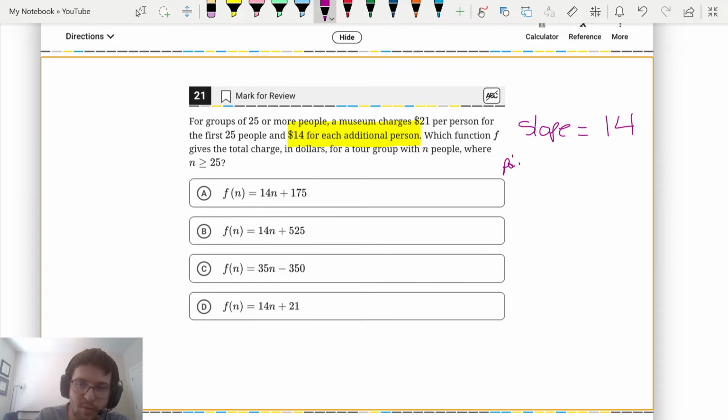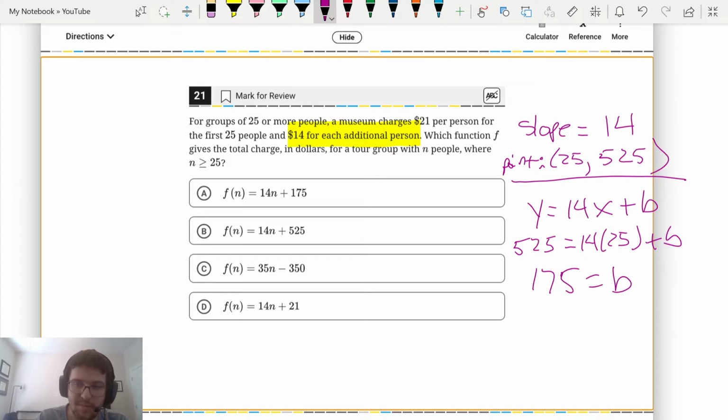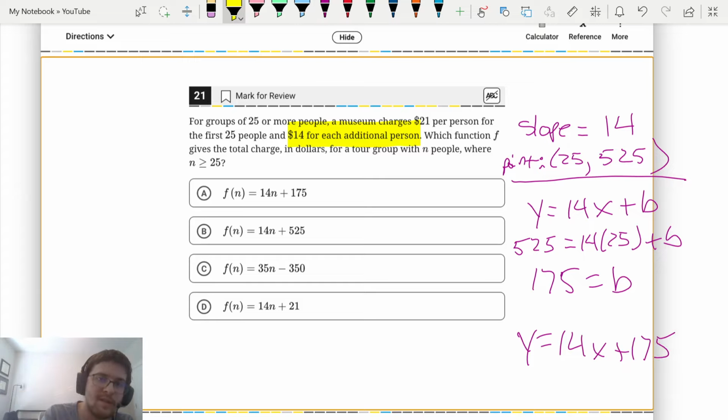So when n is equal to 25, they charge $525. So now you just have to find an equation with this slope and this point. So we're going to do exactly what we did before. Write the partial equation: y equals 14x plus b, and then plug in the point. 525 equals 14 times 25 plus b. Okay, 14 times 25, that's 350. And then I'm going to subtract 350 over to the other side, and I get 175 equals b. So the equation is y equals 14x plus 175. Man, that is tricky. Okay.